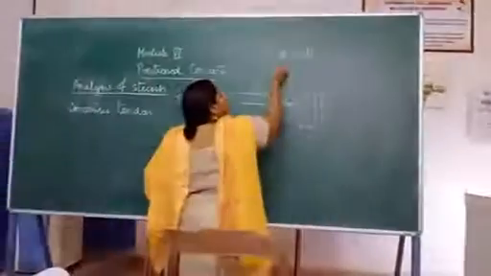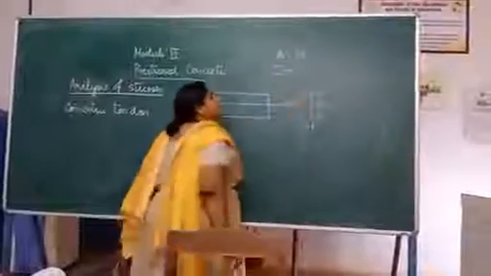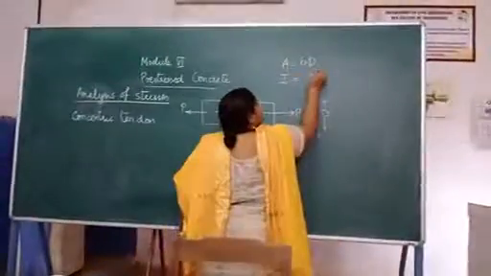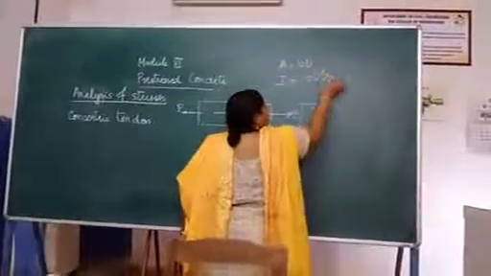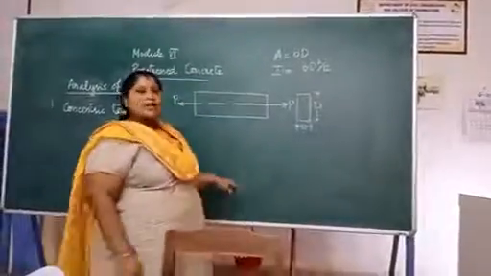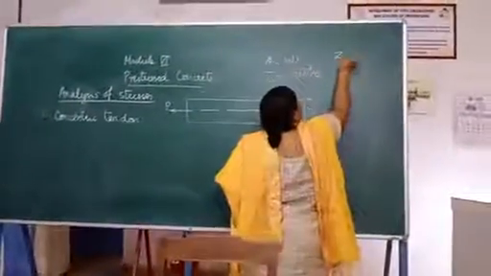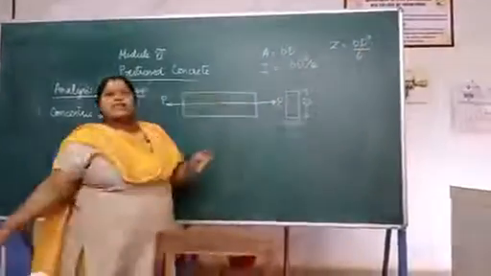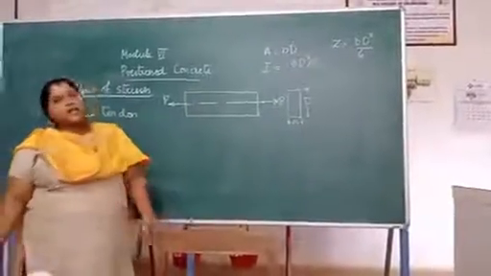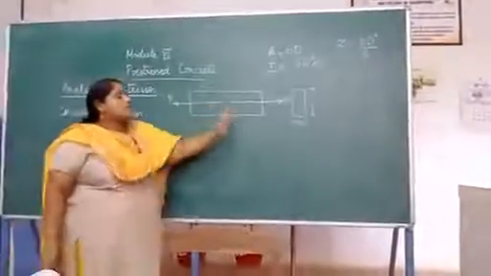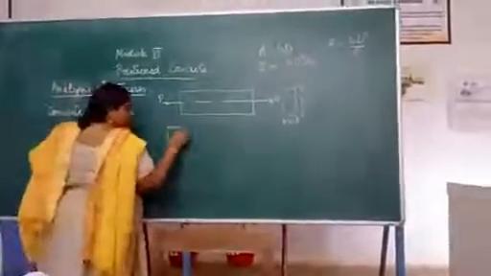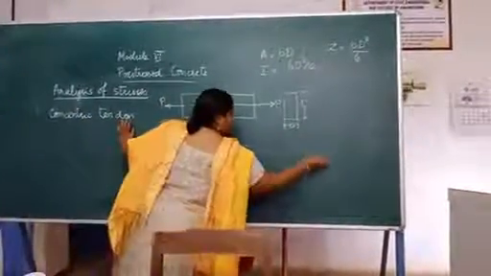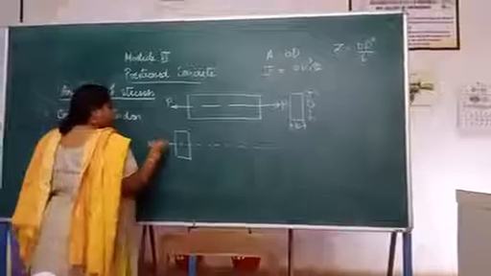Then we have the modulus. The moment of inertia I of the section is BD cubed by 12, and the section modulus Z of the section is BD squared by 6. So these are the sectional properties for this particular section. If you are considering this particular section, this is the neutral axis.